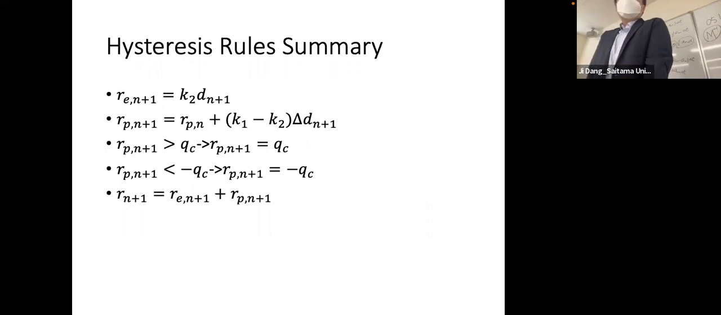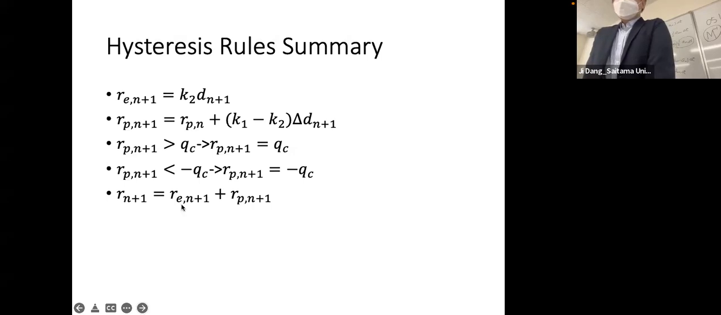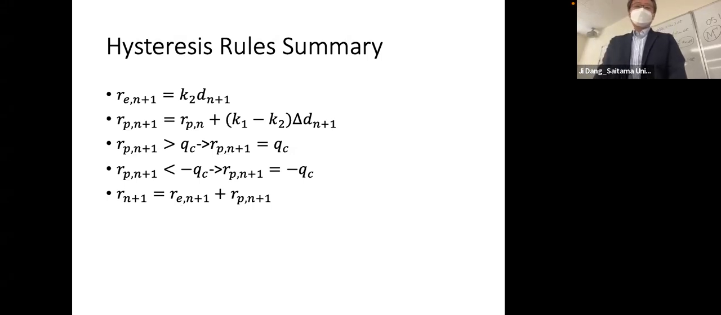So for every step, when you program this, you use K2 multiplied by d n plus 1 to calculate the elastic part, and you try and error, right? You try to calculate the RP once by RPn and the incremental, and then you use the if condition to judge, are they larger than QC? Once they are larger than QC, then put them back to QC. Once they're smaller than minus QC, then set them equal to minus QC. Then sum the corrected plastic and elastic force together, then you get the real force here. Okay, so going very smooth.